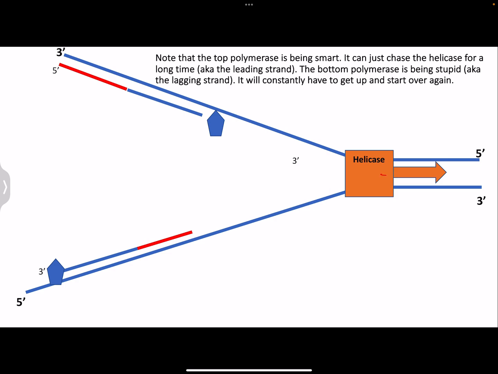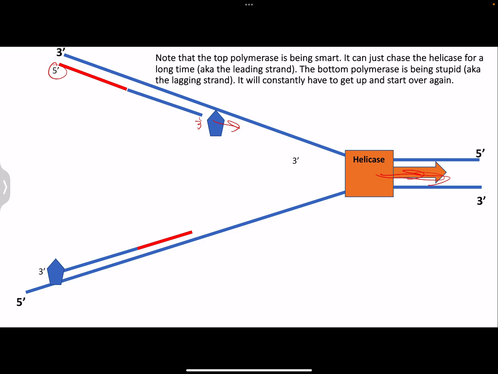So the helicase is moving to the right, and the new strand that's being synthesized is moving in the 5' to 3' direction. So in other words, it's moving down here. It's sort of chasing the helicase. It's moving in the smart direction, right? That means it can just continuously run, chasing the helicase.